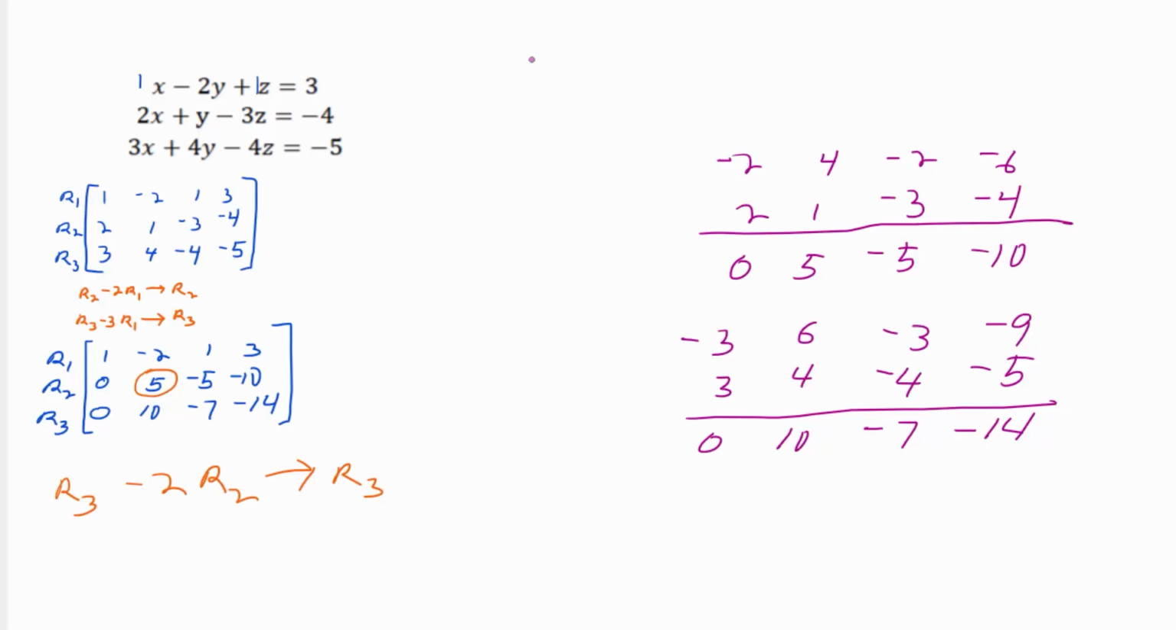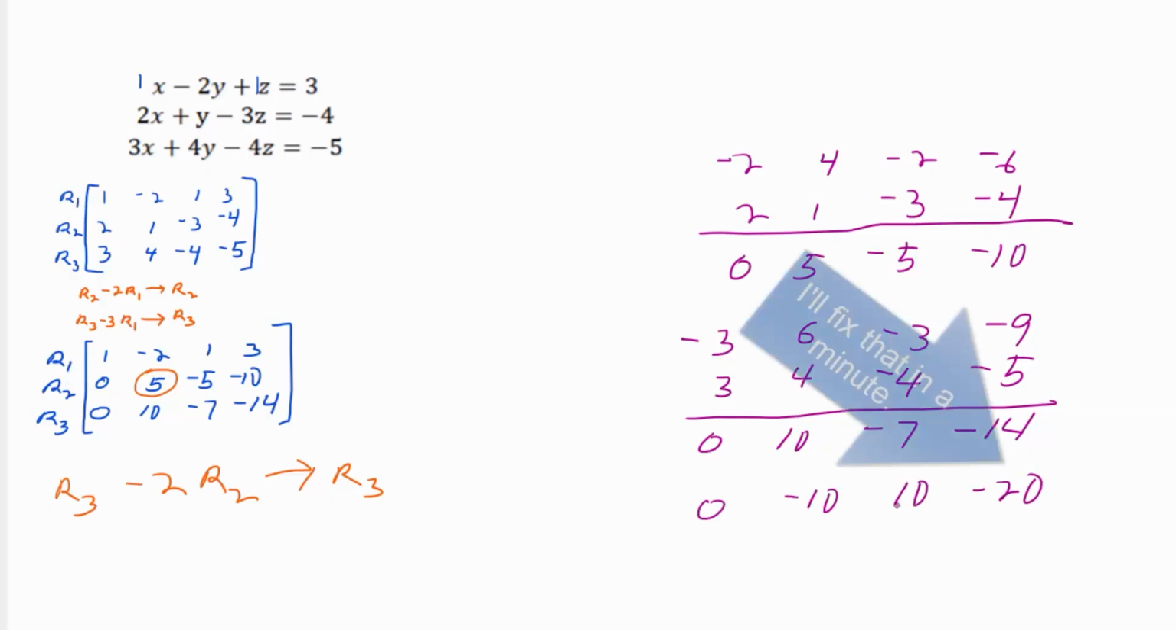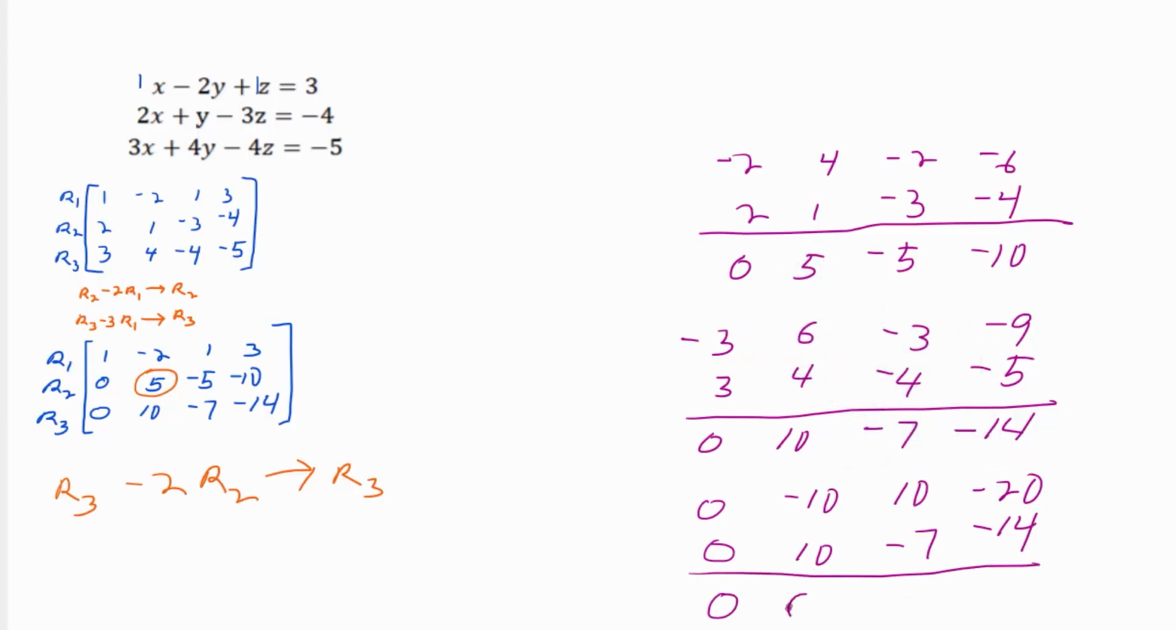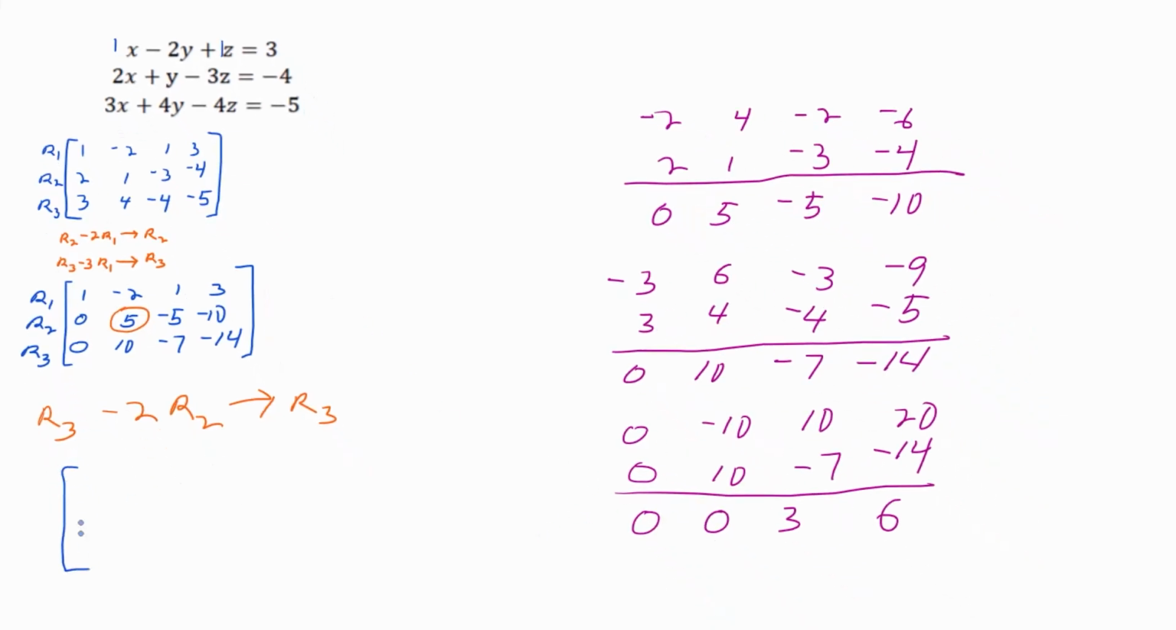A little bit of scratch work over here. If I multiply row 2 by negative 2, I get 0, negative 10, 10, negative 20, and then add it to row 3: 0, 10, negative 7, negative 14. I do that, I get 0, 0, 3, and then, oops, that should have been a positive 20. And then that would be just positive 6 there. So that now becomes my new row 3.